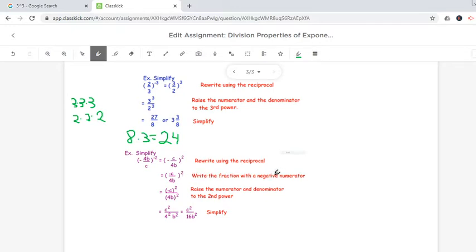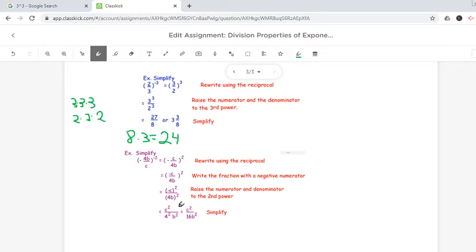And this says write the fraction with a negative numerator. So we just put the negative right here, not to the side. And we have negative c squared over 4b squared. So we apply this exponent right here and right here. Raise the numerator and denominator to the second power, squared.